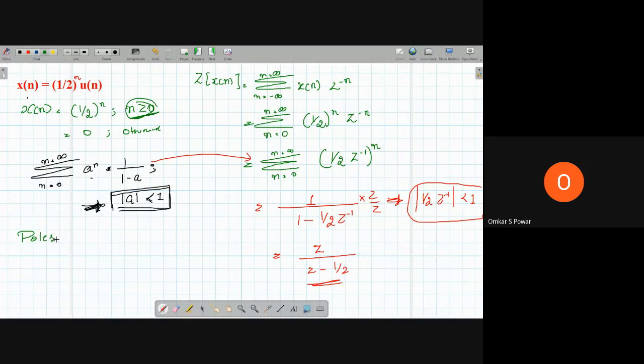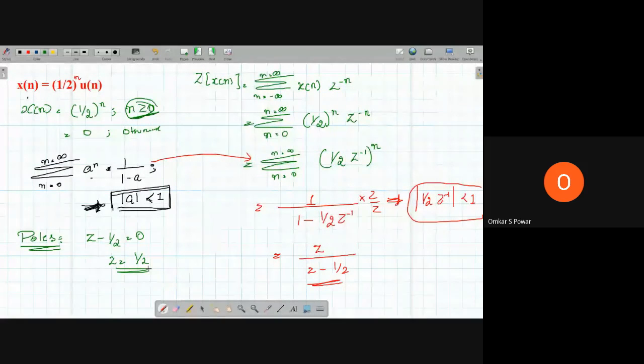So let me write the poles for you. Equating the denominator to 0, we get a pole at z is equal to half. Now, in order to get the ROC, you have to go to your properties. In the property of ROC, the third property states that if the time sequence is infinite, so use this, go to property number 3 of your ROC.